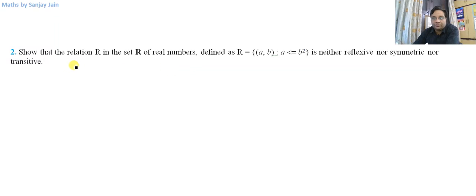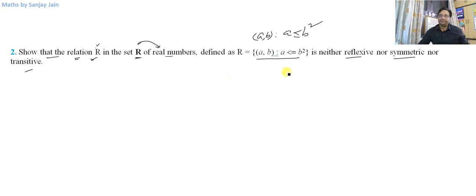Okay, so let us solve this question now. Show that the relation R in the set R of real numbers. Now this R and this R stand for different things. This bold R stands for the set of real numbers, and this R stands for the relation that we have defined here, which says (a, b) such that a is less than or equal to b squared. So we have to show that it is neither reflexive nor symmetric nor transitive, right?